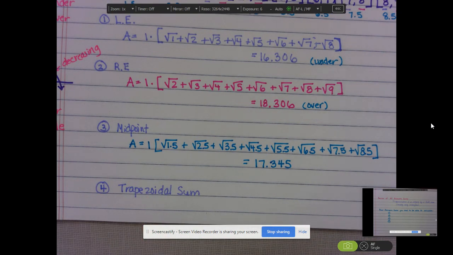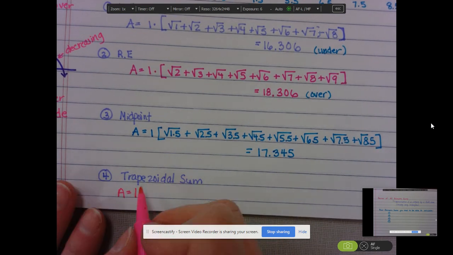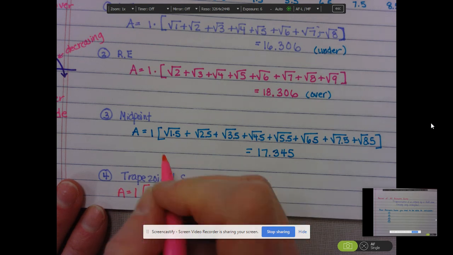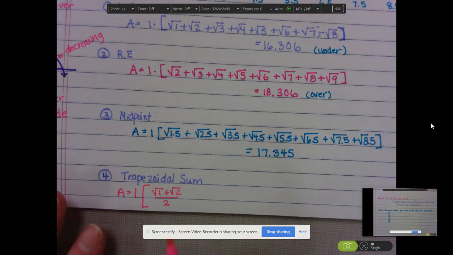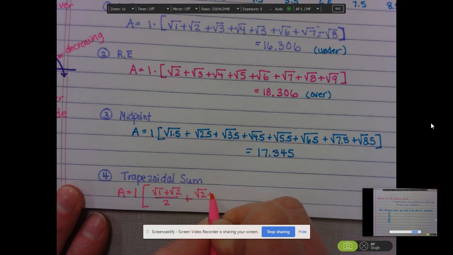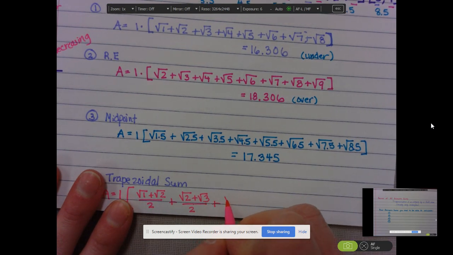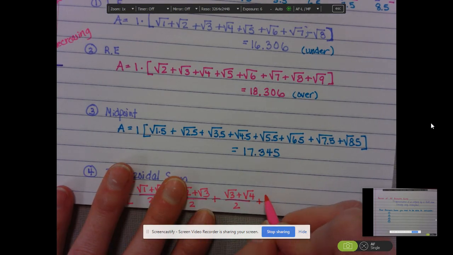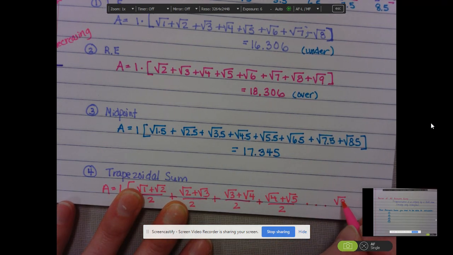So this one's going to look like, in terms of a formula, you still have your 1 for your width. But now you're taking, and we're going to add up base 1 plus base 2 and cut that one in half. So 2 and 3, cut that one in half. I'm wondering if I'm going to run out of space to put all this in. And we keep going until we get our last two bases and heights.